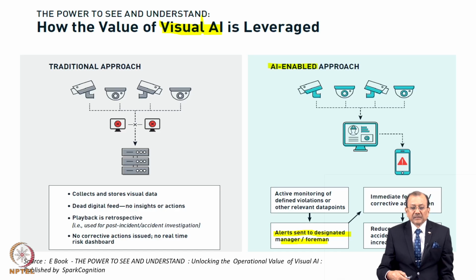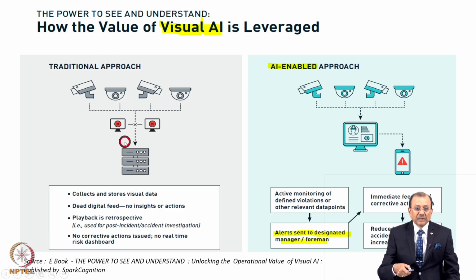Now this is another picture where we are showing how the AI-enabled approach is helping. If we compare with the traditional approach, where the cameras are collecting the pictures, and there is no insight, no action, it's just pictures, which can be retrieved and seen later on. Sometimes we call these CCTVs. But CCTV does not have any intelligence built in.